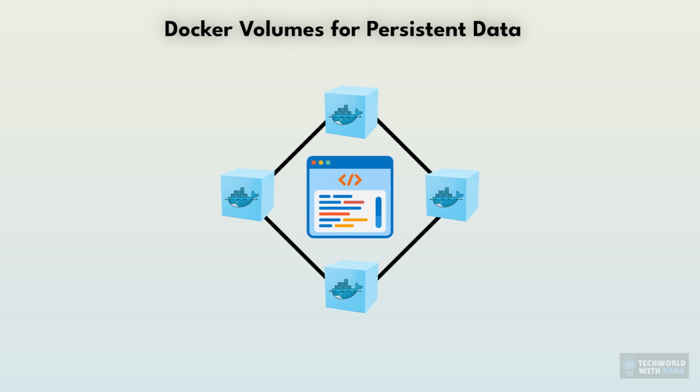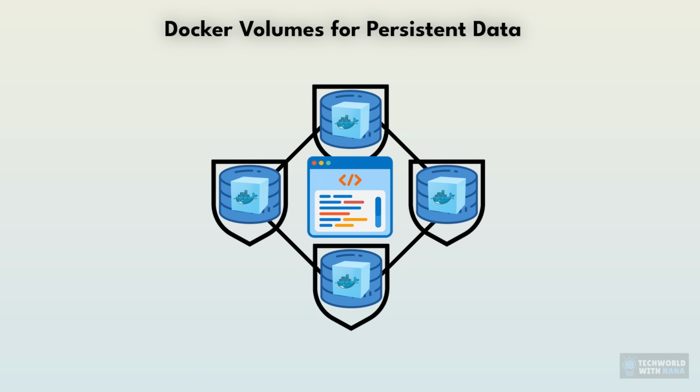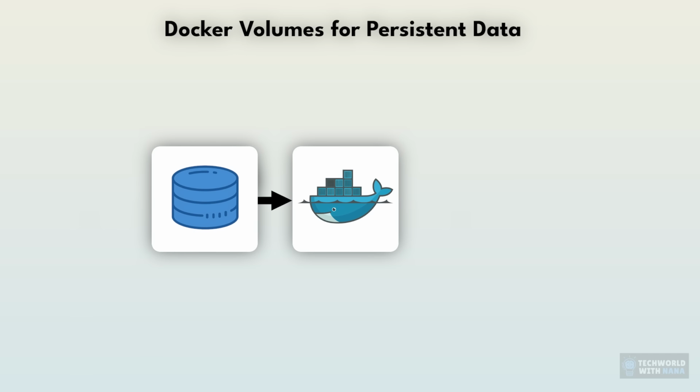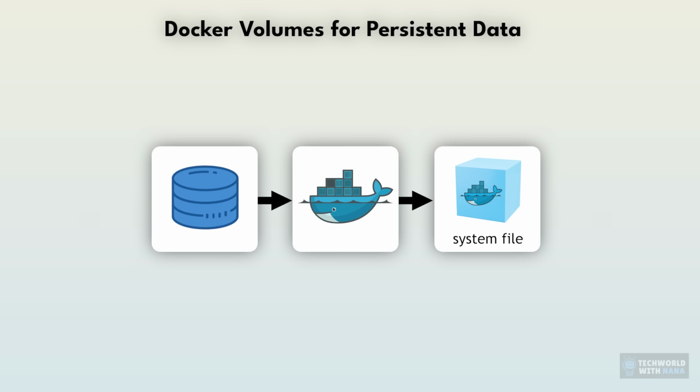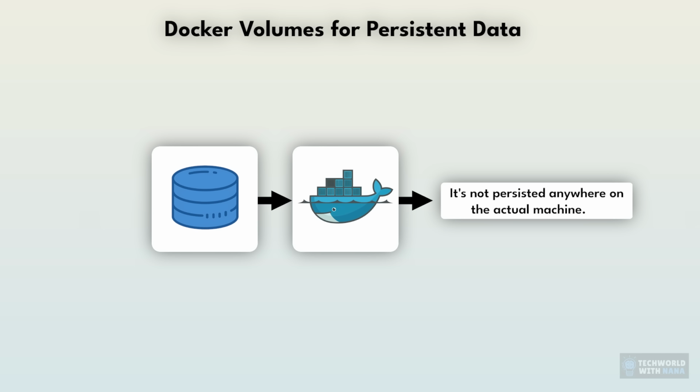Like our applications will need databases, and if we run databases as containers to save data, how do we persist the data? Because the way Docker was designed, it will store the data for a database inside the container's file system, which means when the container is removed and destroyed, the data is gone with the container. It's not persisted anywhere on the actual machine.